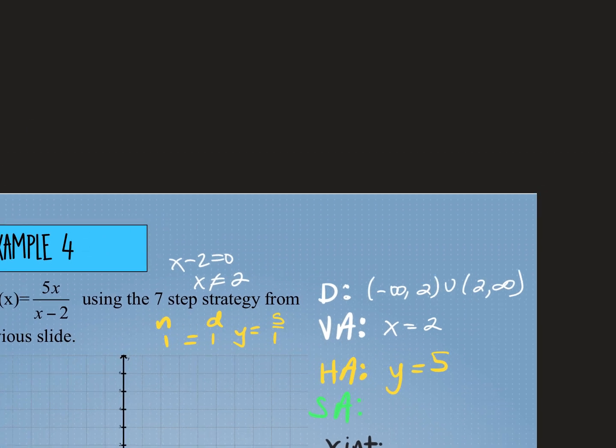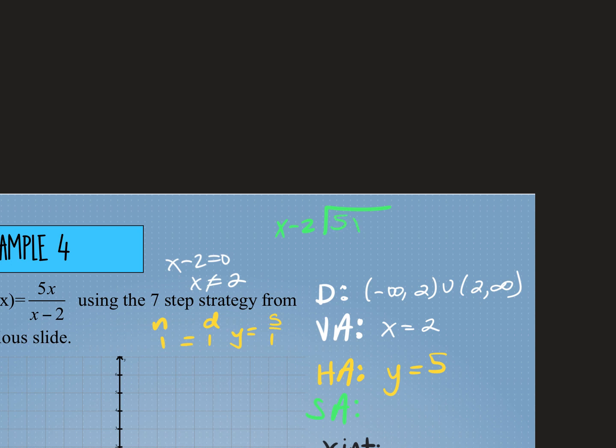Long division. So x minus 2 is on the outside. 5x is on the inside. If I say first term into first term, x goes into 5x how many times? 5 times, okay? The way that we answer slant asymptote is in y equals mx plus b form. So if I were to write my answer here of 5, and I'll talk more about slant asymptotes in a second, would you guys agree with me that this would be y equals 5? Where do we already have that?